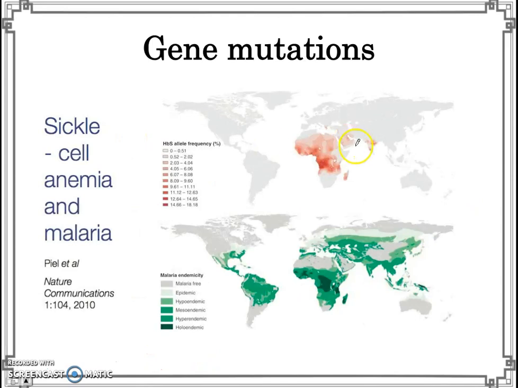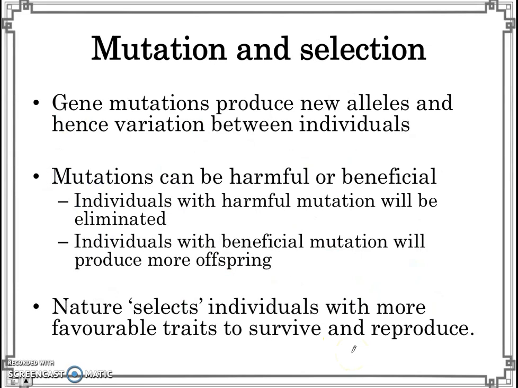For example, in Africa, you look at Africa, it's a place with a high incidence of malaria. And you can see also that the frequency of the recessive HbS allele is rather high in those areas with high amounts of malaria. So interesting, this leads to the idea of selection. Okay, so what we've just seen is that gene mutations produce new alleles.